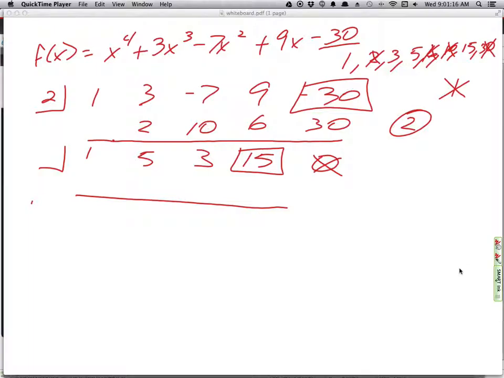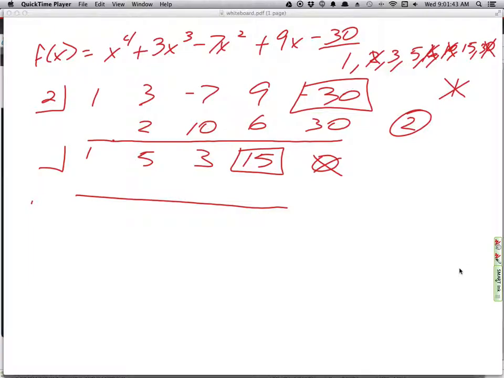What do you notice about these 4 numbers? They're odd, but what else are they? They're all positive. If I'm going to end up with a 0, what do I have to have mixed in? I have to have some negatives. So the next thing I need to try has to be negative, because there's no way I can get a 0 if all my numbers are positive and I'm trying a positive number. So what do you want to try?